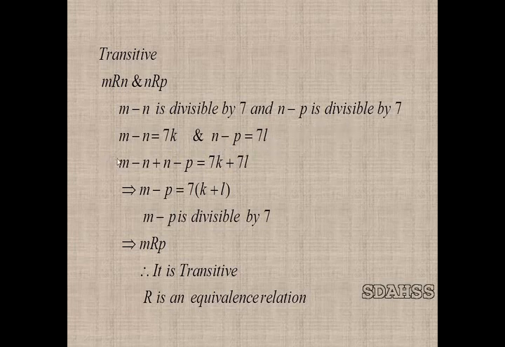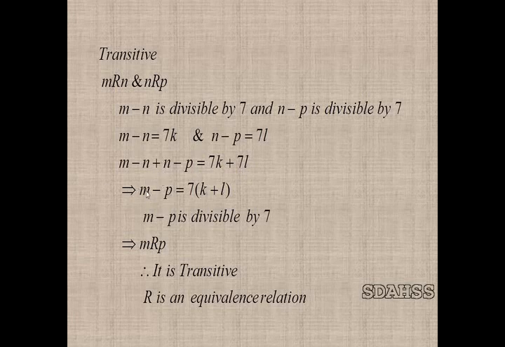Now adding both the equations, we have m minus n plus n minus p is equal to 7k plus 7l. Now plus n minus n cancel.